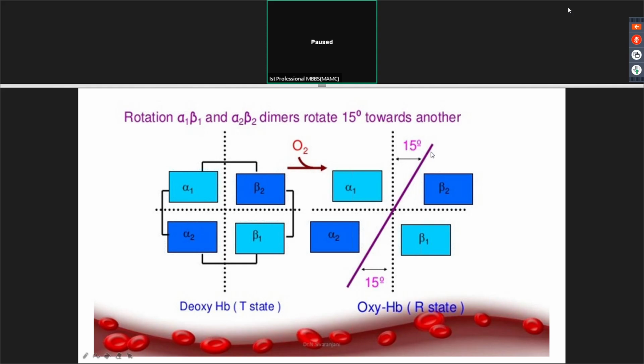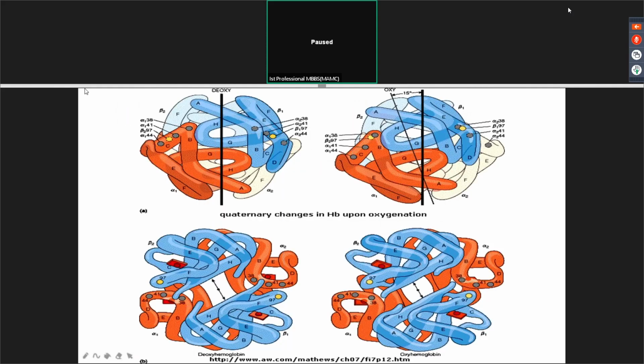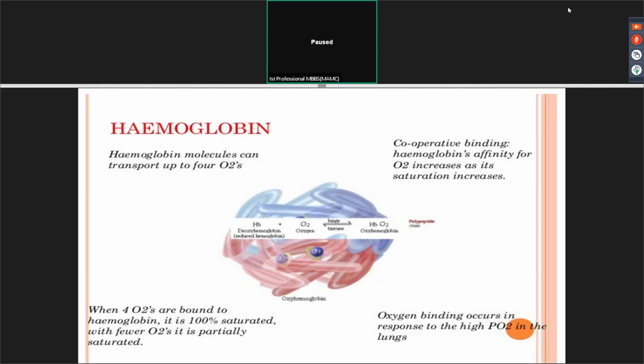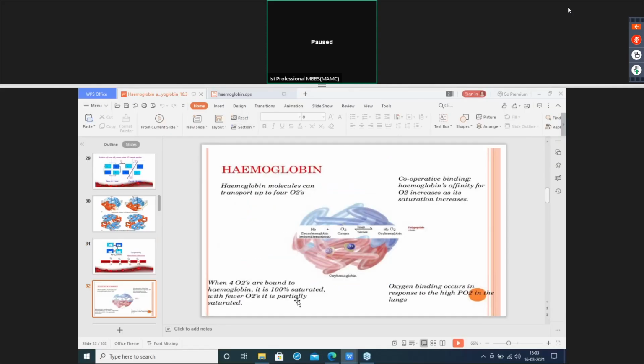So this is 15-degree rotation between the alpha 1 beta 1 and alpha 2 beta 2 dimer. As soon as the oxygen binds the alpha 1 heme moiety. So these are different pictorial presentations. When 4 heme moieties are bound with the oxygen, it is known as HbO8. That is the relaxed form. I just want to show you a video of how this movement happens.